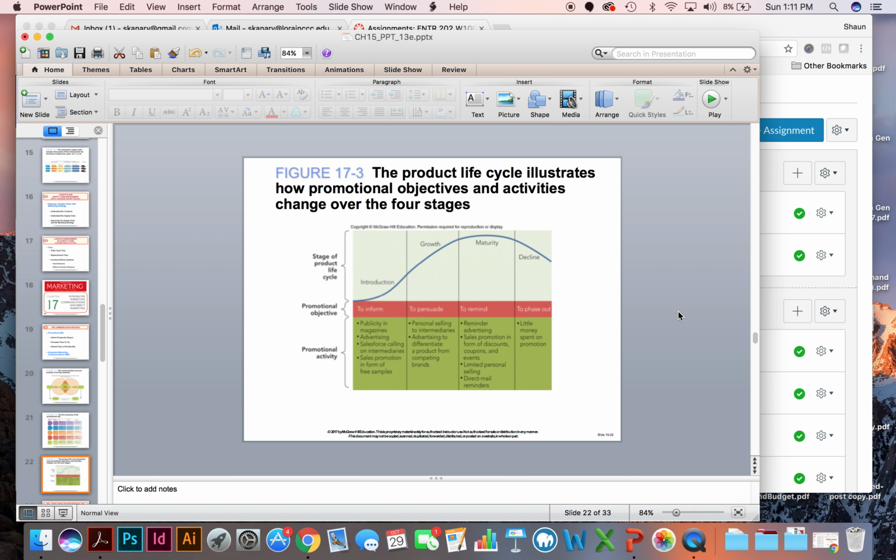And then finally, the decline stage. Again, we want to phase out our product. We recognize that it's on the way out, and we want to make sure that we take every advantage and go through our supplies and try to get rid of the products that we have on hand.